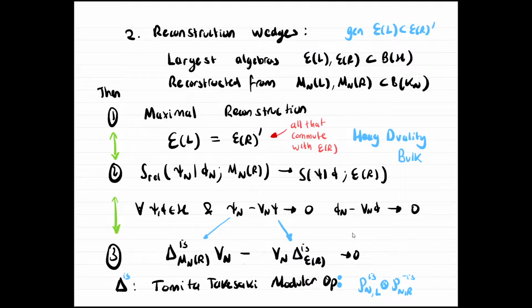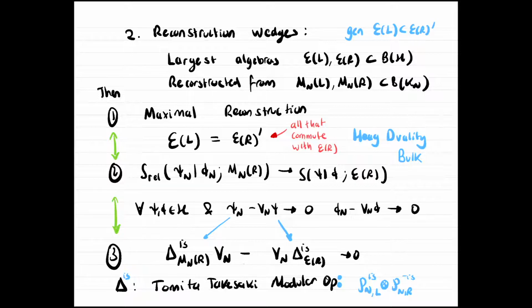The second theorem we proved relates to something called the reconstruction wedge, which is the largest bulk algebra that you can reconstruct on the boundary. I'll call it E. E_L is reconstructed from M_L and so forth. The theorem that we proved pertains to maximal reconstruction.